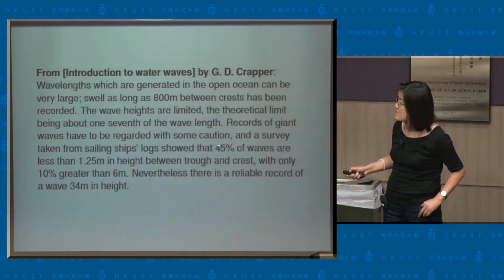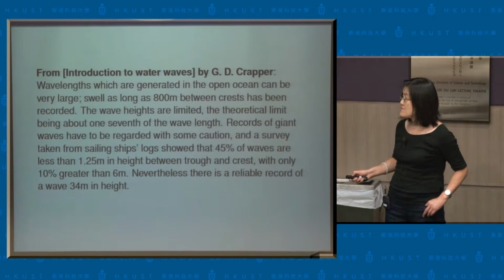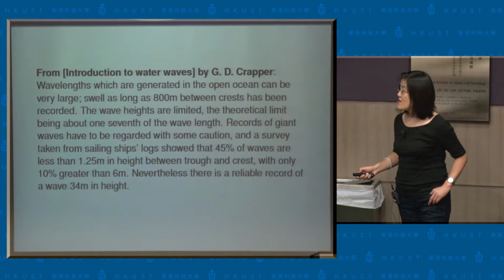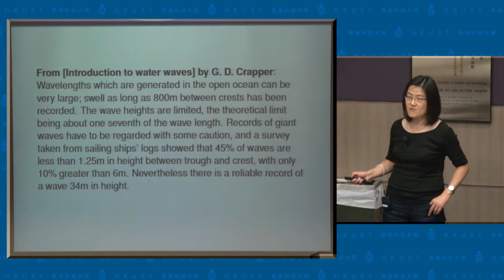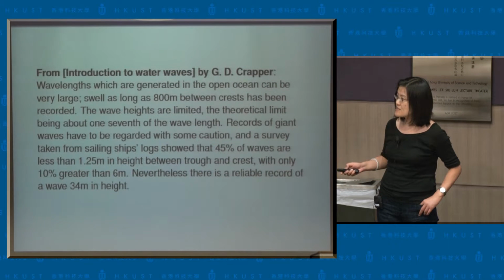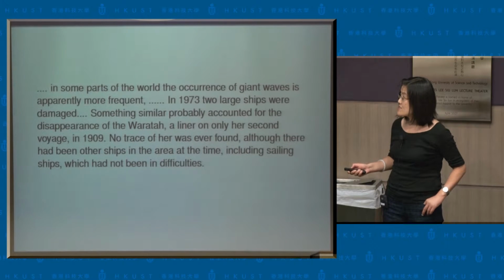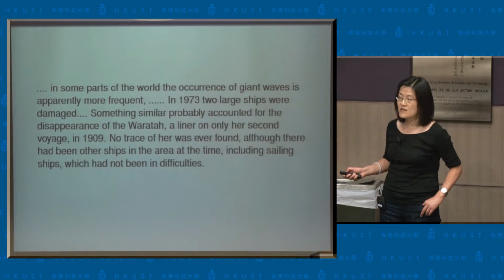The height is like 45% of the time no more than 1.25 meters, and 90% of the time no more than 6 meters in height. However, there's a record of a wave of 34 meters, 30 meters in height. Okay. So even though most of the time we see small waves, there are some large waves. And what's dangerous about these large waves is that people believe that large ships are damaged and disappear due to them.